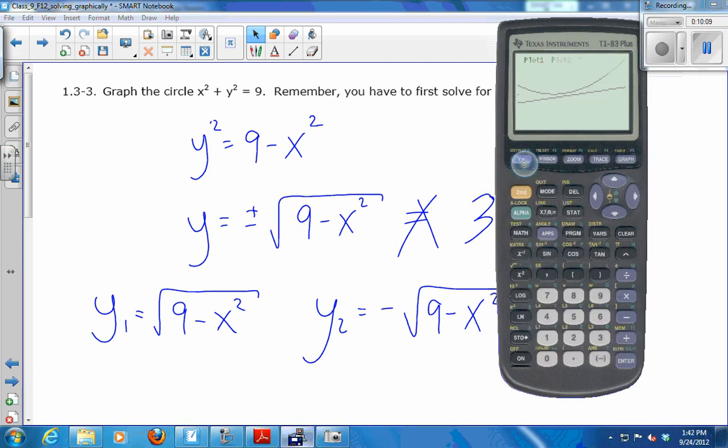So go back to my calculator, go to y equals, clear what's there. And in y1, I'm going to put the square root of 9 minus x squared. And in y2, I want the negative of that, exactly the negative. So I put negative square root 9 minus x squared. Any ideas on what kind of a window you want to look at? Start with standard, sure. Zoom 6.